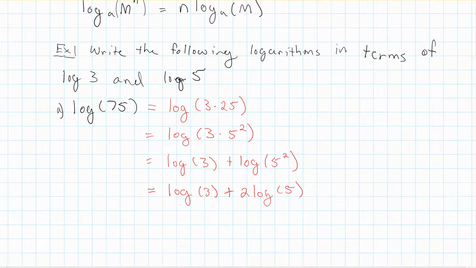Now, you can verify this on a calculator. You can do the log of 75 and get a number. In fact, if you do the log of 75, you get 1.875 going on forever. And then you could do the log of 3 plus 2 times log of 5, and you should get the same answer. And just I'll do it here on my calculator. And yes, you get the exact same answer, which we shouldn't be surprised by because of the log properties.